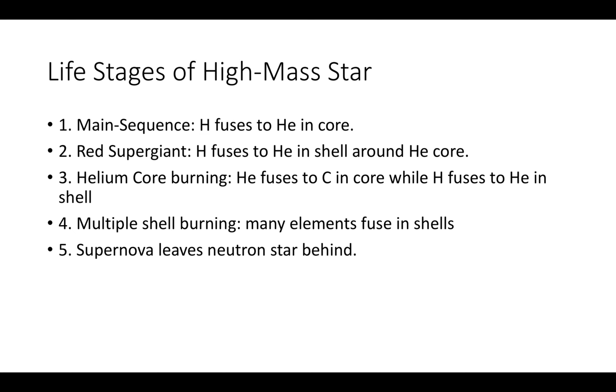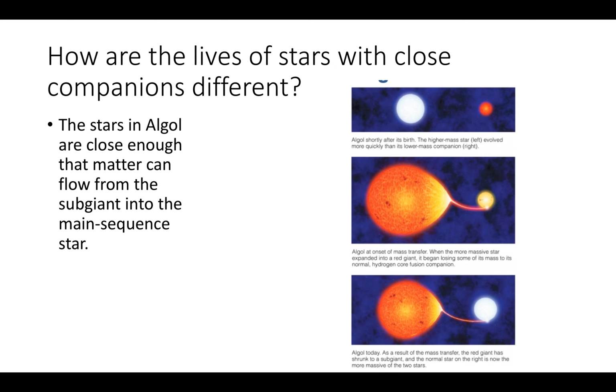The life stages of a high mass star: main sequence, then we go into a red supergiant, helium core burning, then multiple shell burning where many elements fuse in the shells, and then finally a supernova, leaving behind a neutron star. The last thing I'm going to talk about is stars with companions.